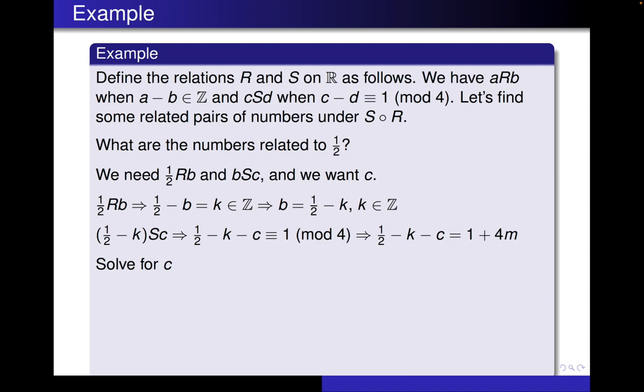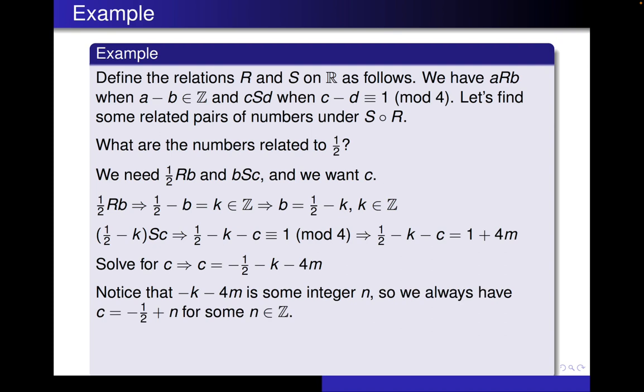K could be any integer, and M could be any integer as far as we know. We want to solve for C to see all the possible numbers we can get for C. When we do that, we get negative 1/2 minus K minus 4M. So what numbers do we expect to get? K could be literally any integer, and M could be literally any integer. When we subtract those two, the negative K and the negative 4M, that could give us any integer as well. So negative K minus 4M could be an integer n. So C is always going to be negative 1/2 plus n for some integer n.